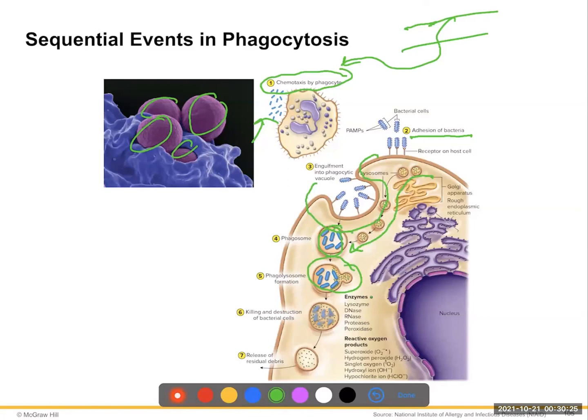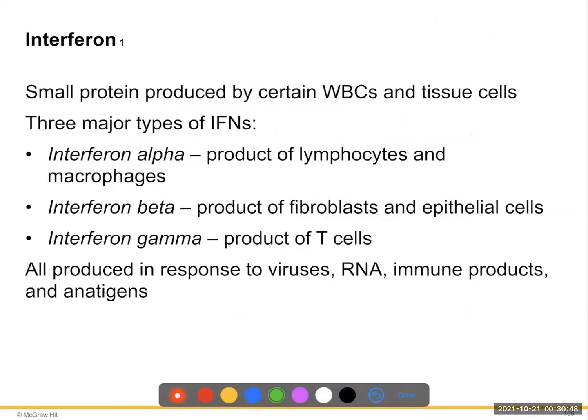What do the digestive enzymes do? They break down or destroy the bacteria. And then they get this debris that's left over, the bacteria are killed. And then exocytosis, it kicks out that waste to go out to urine or feces and get rid of it in the body. And that's basically how it works. That's just an overview of it.